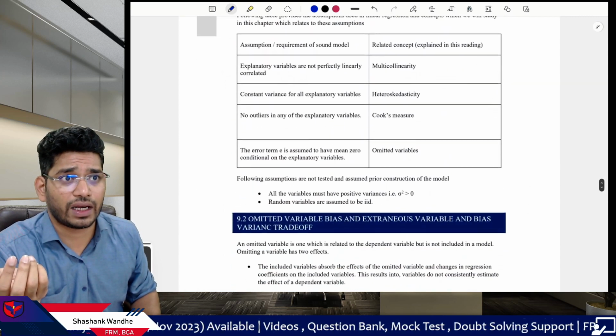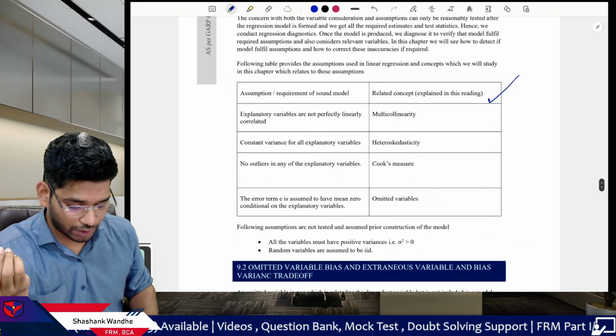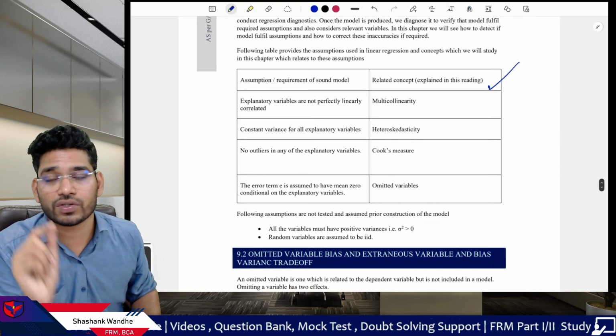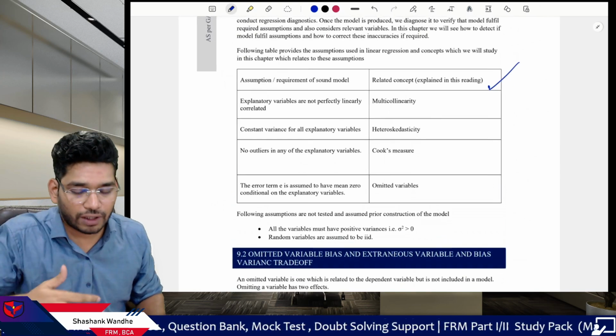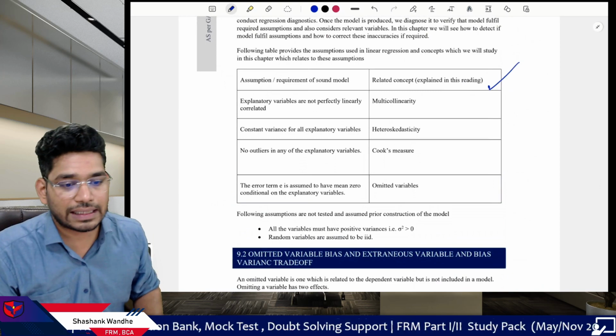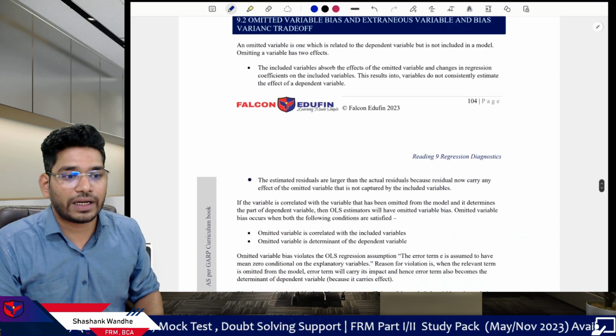Regression diagnostics, very interesting topic. Now understand this particular table. Most of the students don't even know what this table is. If you are using some other book, then these things are not mentioned in any book. Okay, now omitted variable bias.